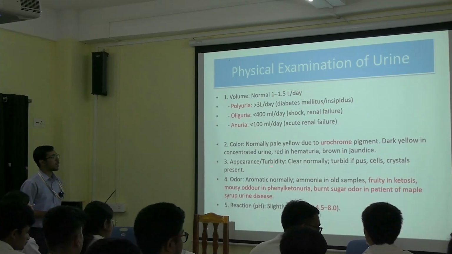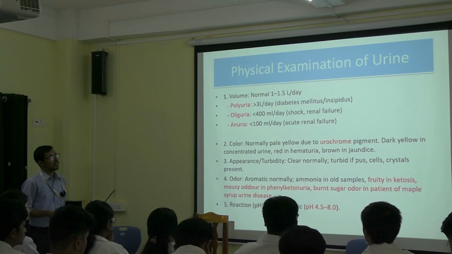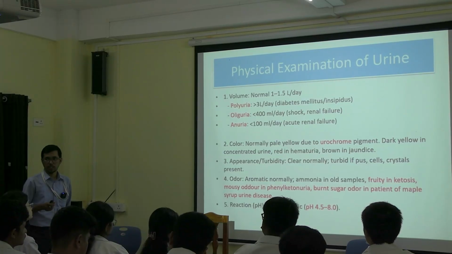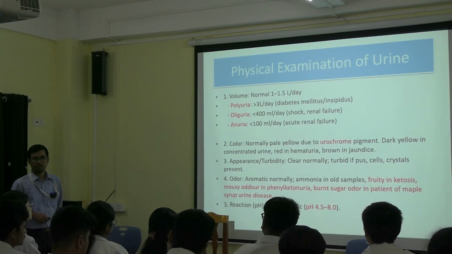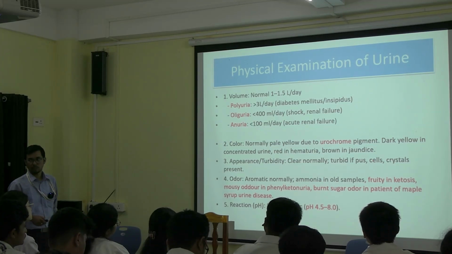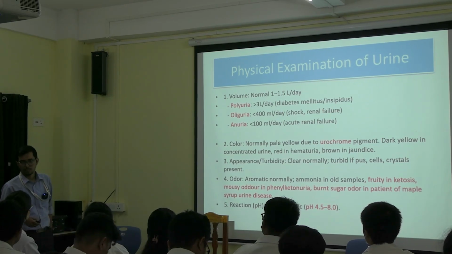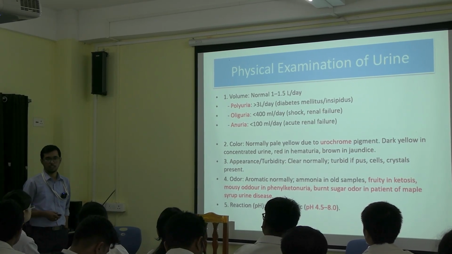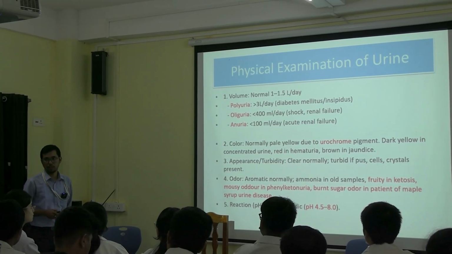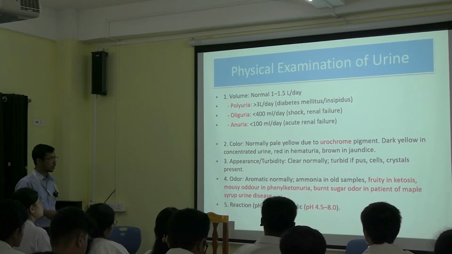Then we see the appearance and turbidity. Normally urine is clear, but turbid if pus is present. Then what is pus? What type of cell are these pus? White blood cells. And crystals? Any diseases with respect to crystals? Ketonuria is passing of ketone bodies in urine. But crystals is uric acid. You have heard of uric acid, gout. This forms crystals, oxalate crystals. Okay, we'll come to this.